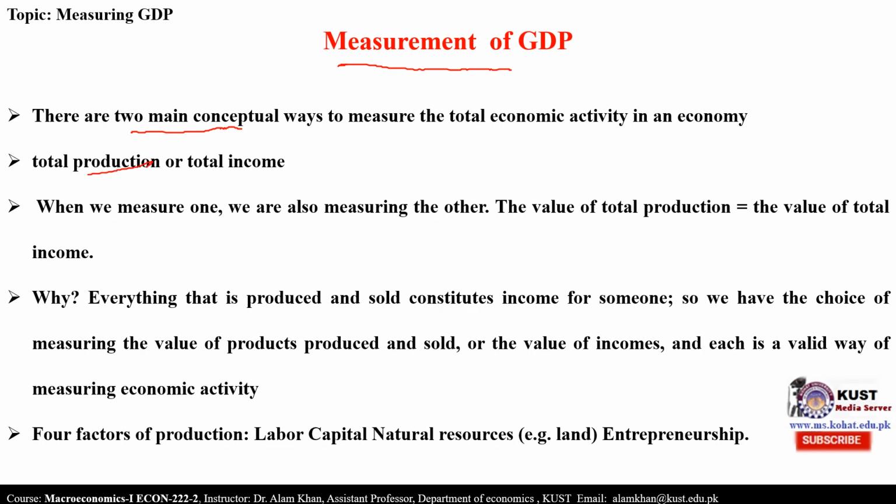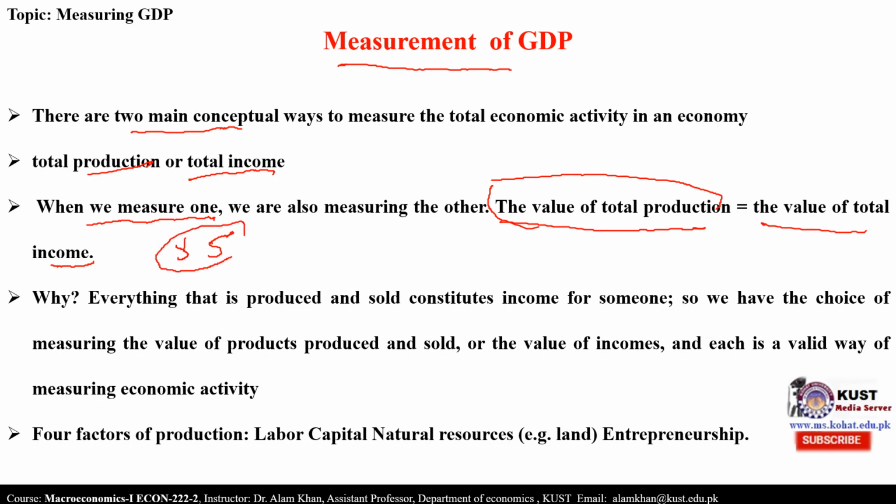Total production or total income. When we measure one, we are also measuring the other. That means that the total value of production will be equal to the value of the total income. For example, in the previous example, we calculated the $5 GDP.